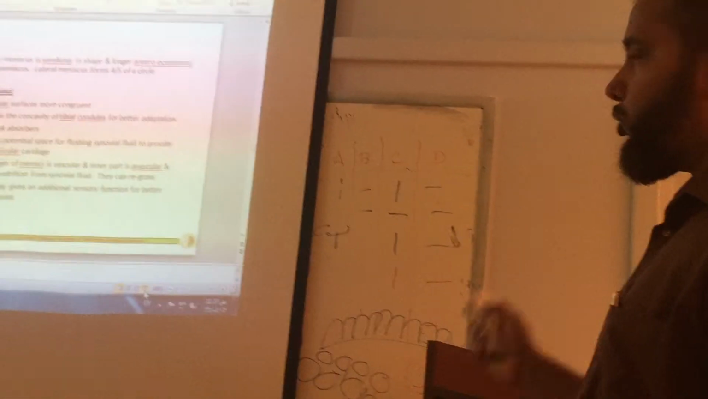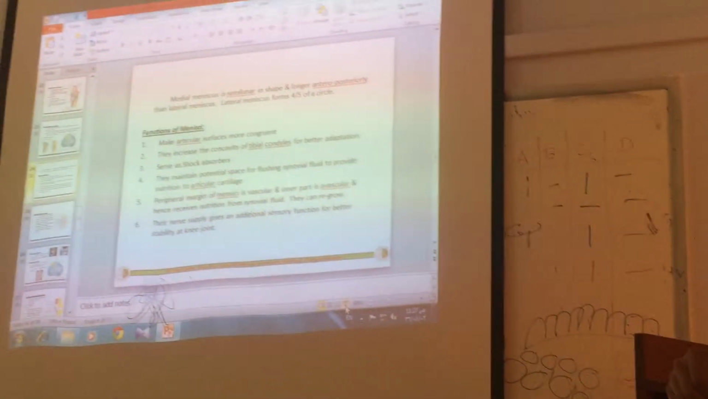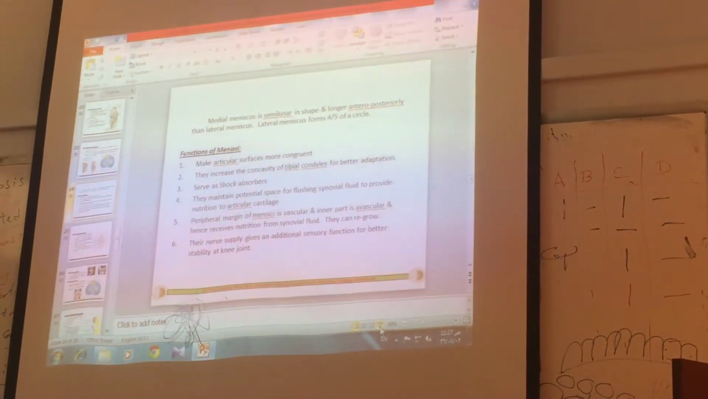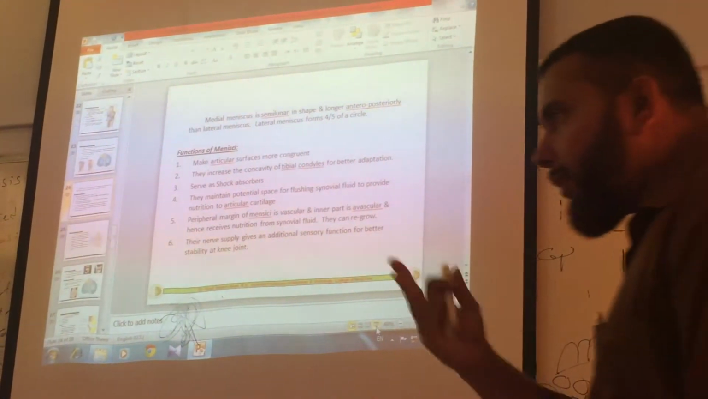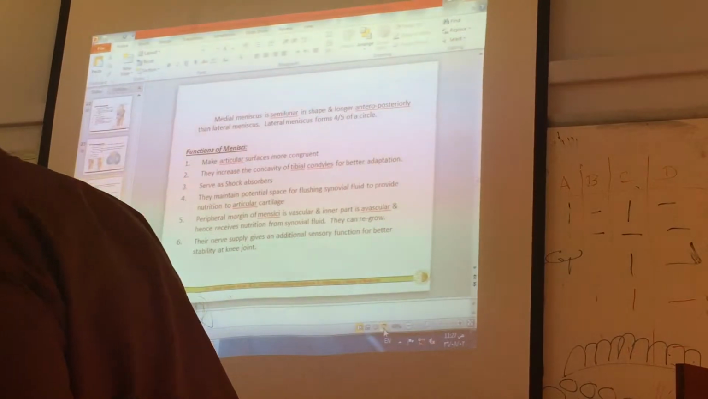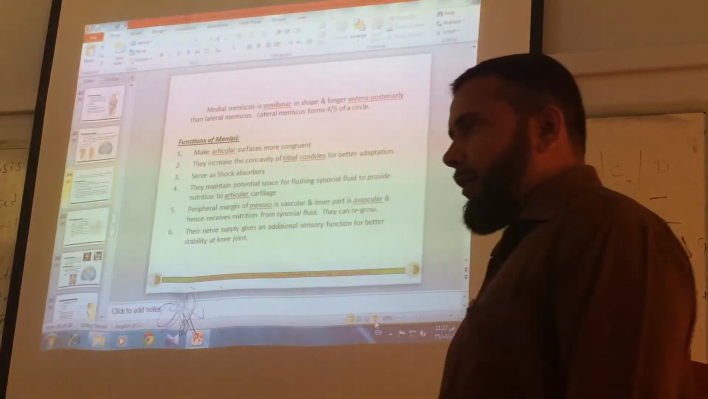Then it acts as a shock absorber. Whenever you are jumping, it acts as a shock absorber. Similar to the intervertebral disc, yeah, it acts as a shock absorber.